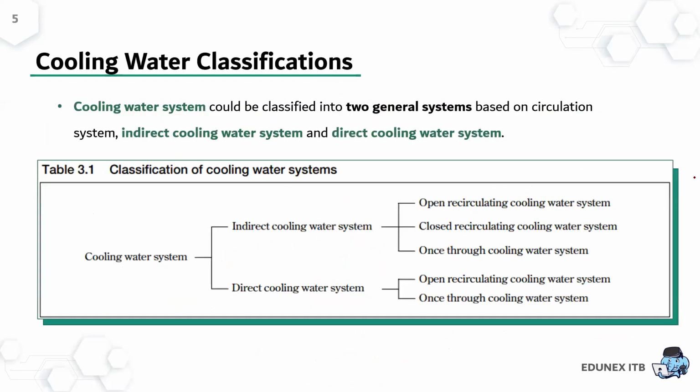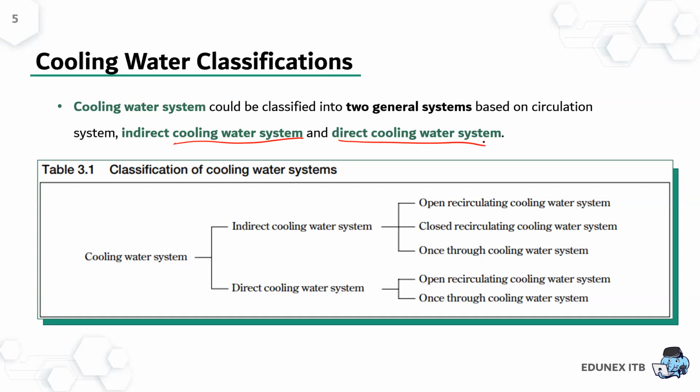Okay, so for the cooling water, it is classified into two general systems. We call them the indirect cooling water system and the direct cooling water system. So what is the difference between these two? Has anyone ever heard what indirect and direct mean in a cooling water system? Of course not, because you haven't taken the course yet. So I will explain what the main difference is.